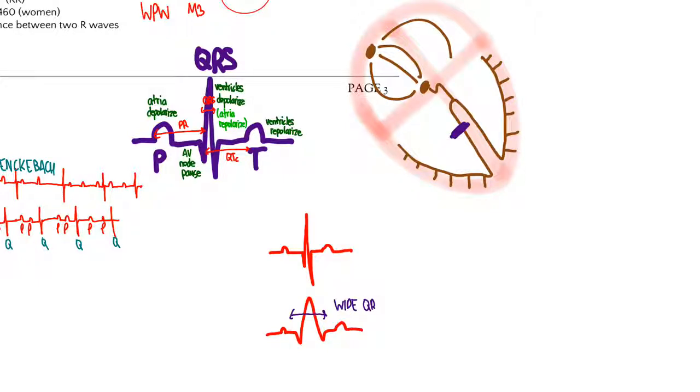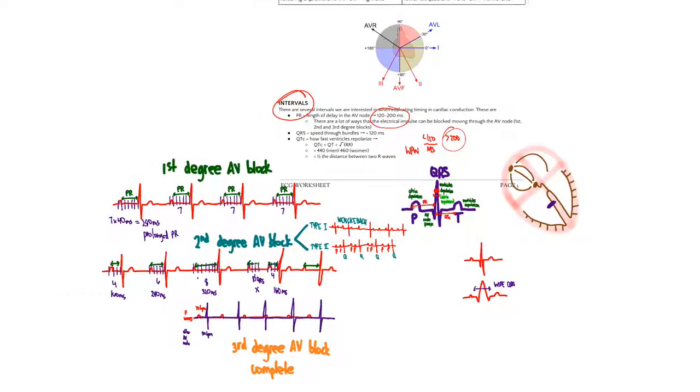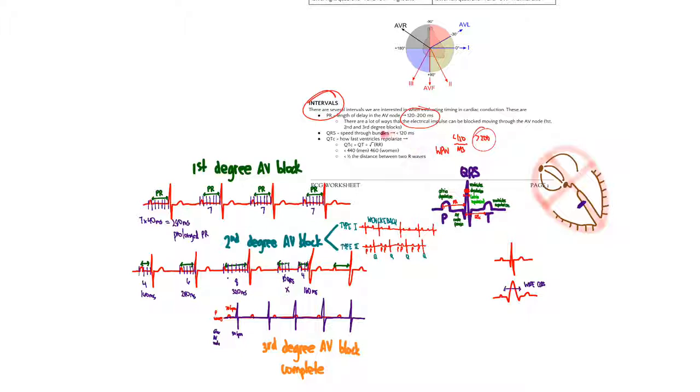And that's usually due to some sort of delay or block here in the His-Purkinje system, and then the conduction has to go around, and it's going to go through the muscle tissue there. And so that's what we looked at for intervals, right? There is QTc, which we are not going to talk about today, but you will talk about later. But we did talk about the PR and the QRS, right?